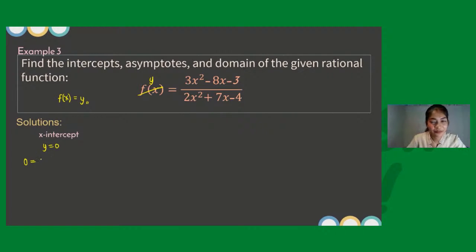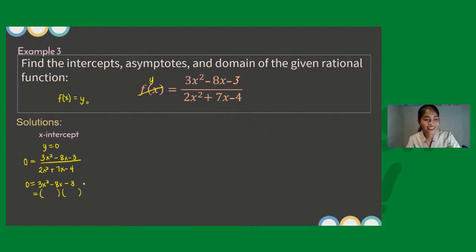So that will be 0 is equal to 3x squared minus 8x minus 3 all over 2x squared plus 7x minus 4. So solving this one, cross multiply the denominator. So this will be 0 na because any number multiplied by 0 is 0. So ang matitira is our numerator, which is 0 is equal to 3x squared minus 8x minus 3. And solving for this one, you have to get the factors. What are the prime factors of 3x squared minus 8x minus 3?